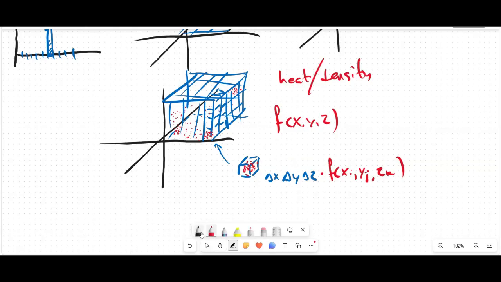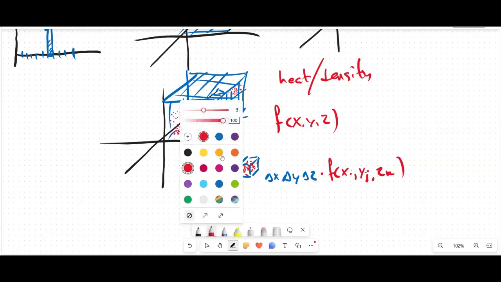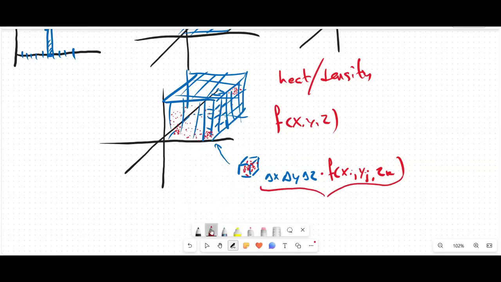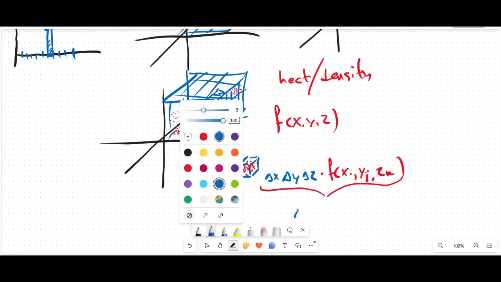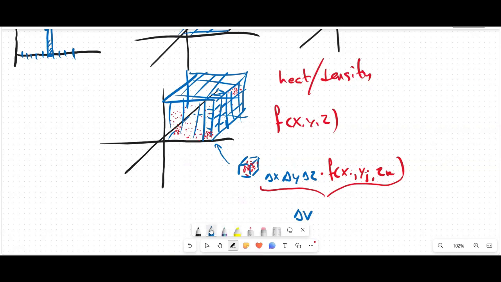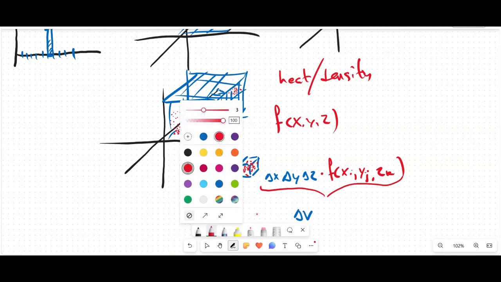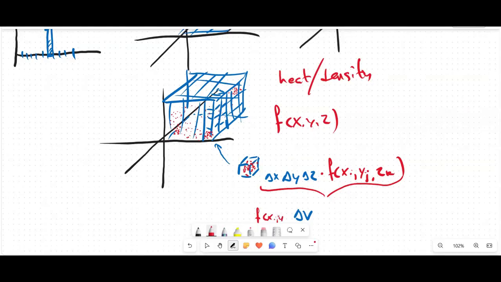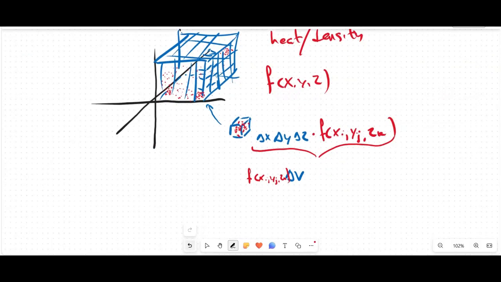And then collectively, this is going to give us our, I want to be careful writing what I'm about to write, so I'll write it this way. The blue guy is delta V. That's how much volume there is. And then I'm just going to put in front of that F of x_i, y_j, z_k. So we'll keep them separate from one another.